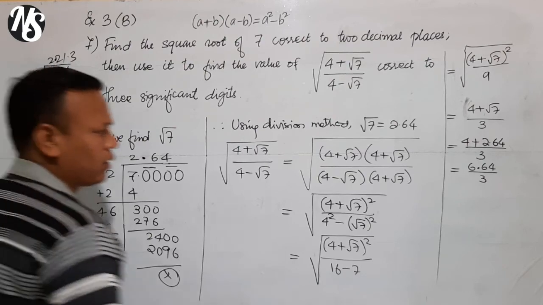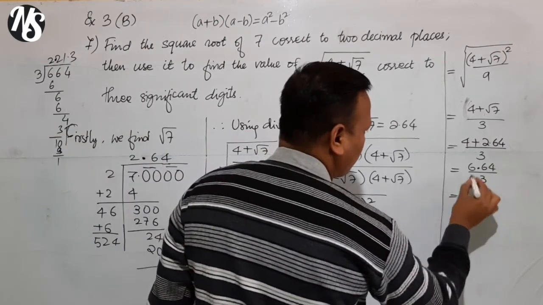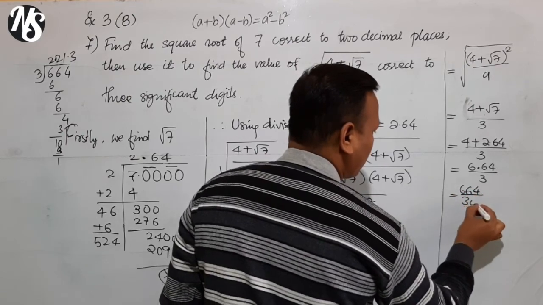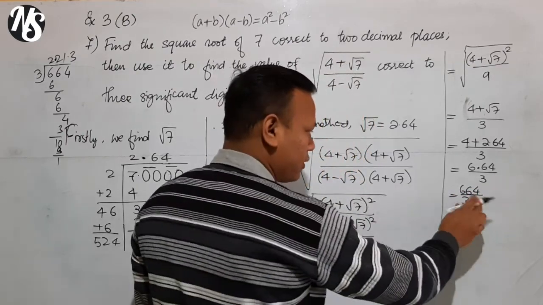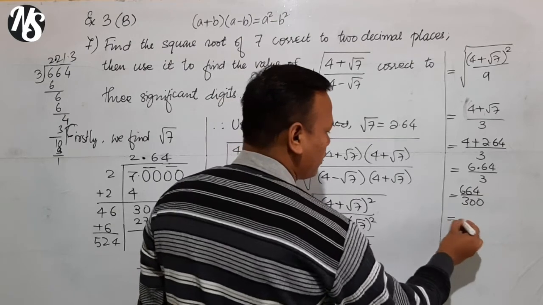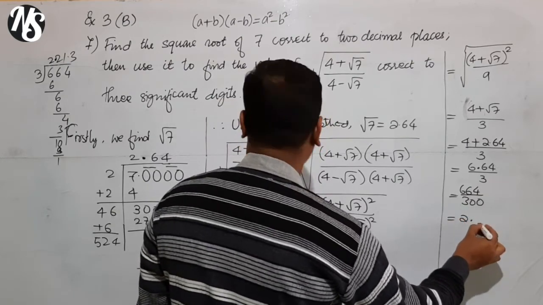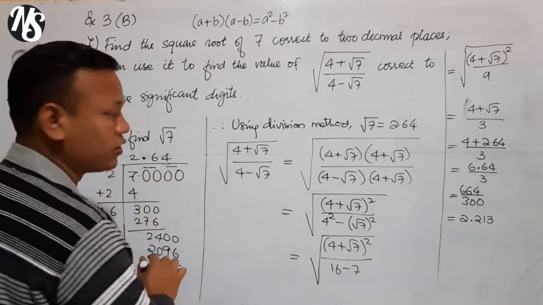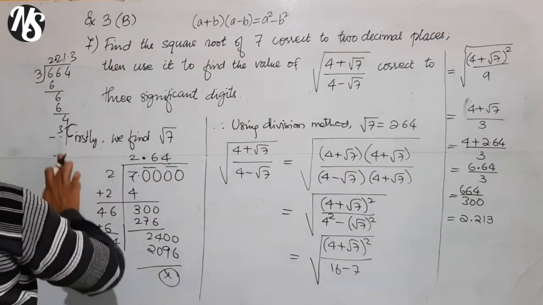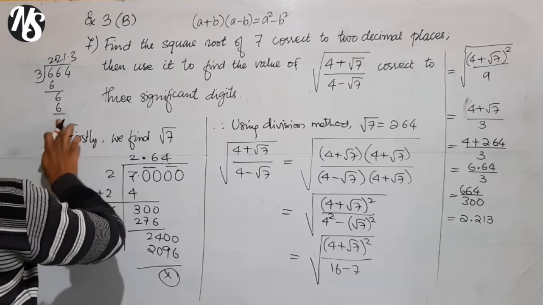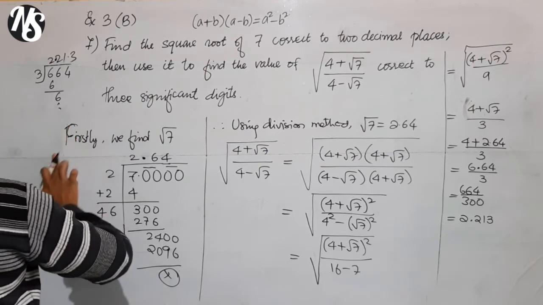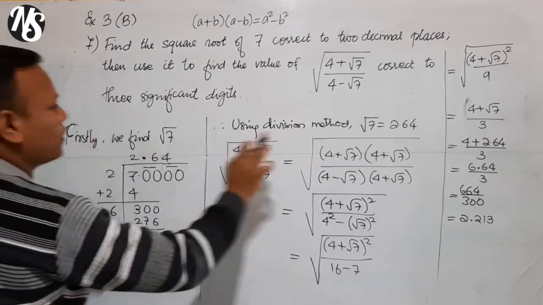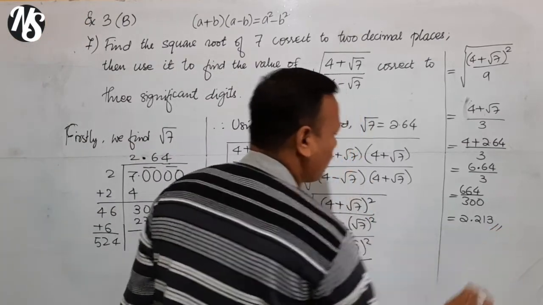Okay, I hope you are able to divide, or else you can do this also: 664 divided by 300. Make it this way. Divide this by this and convert into decimal. You get exactly 2.213 in 3 significant digits. Okay, so forget about this, and we'll copy only this much. Okay, so this is your final answer.